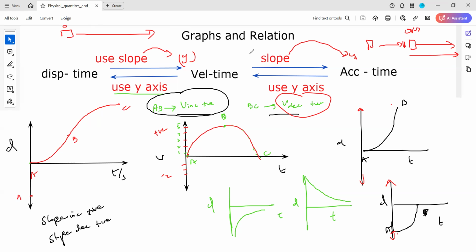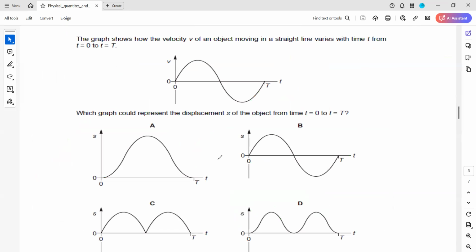But we'll do more about these graphs and their relation because it's important, like interpreting or converting one graph to another. Any question or doubt related to the session? This topic we will continue tomorrow, inshallah, and we'll do motion in two dimensions as well. Any question or doubt related to the class? No, thank you. Yes, sir.